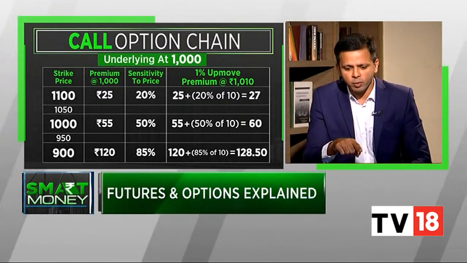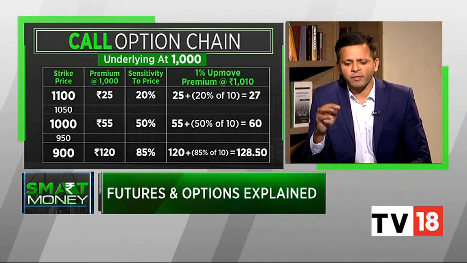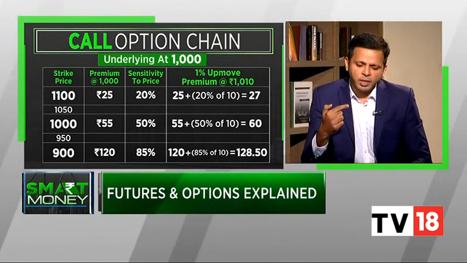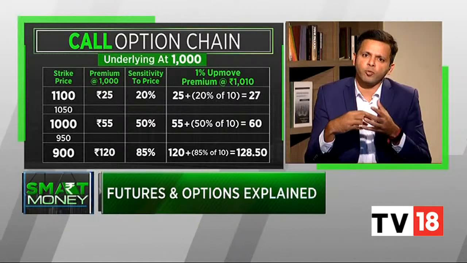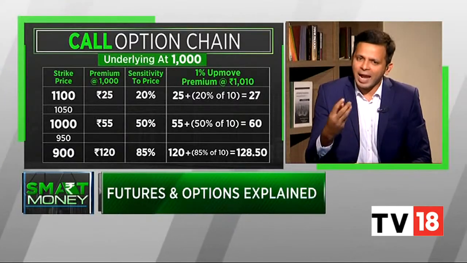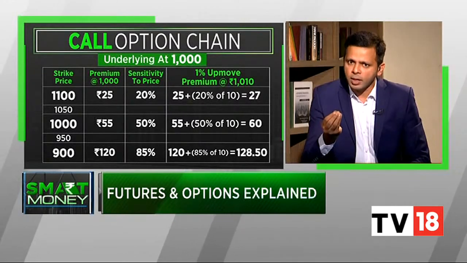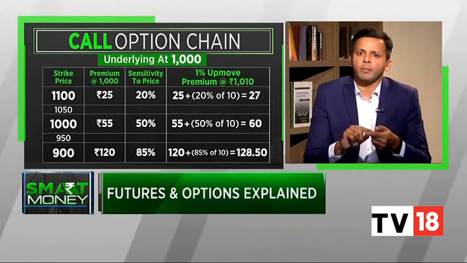So the existing premium was 55. 55 plus 10% of 55 is the premium which you'll get. If you look at in the money, then in the money would be 120 plus 80%. So this is how prices move. The in the money option would move higher, at the money would move a bit less, and a very small move would come in the out of money option. So Siddarth, depending upon your risk appetite, depending upon your.